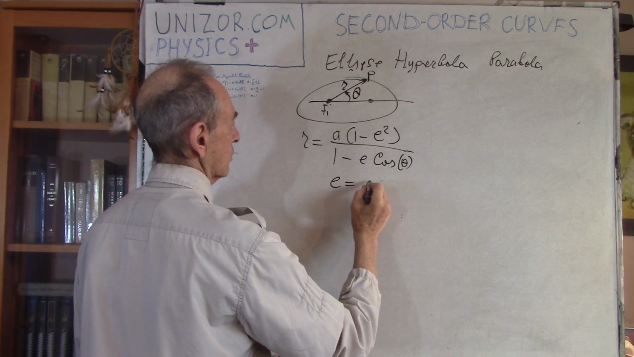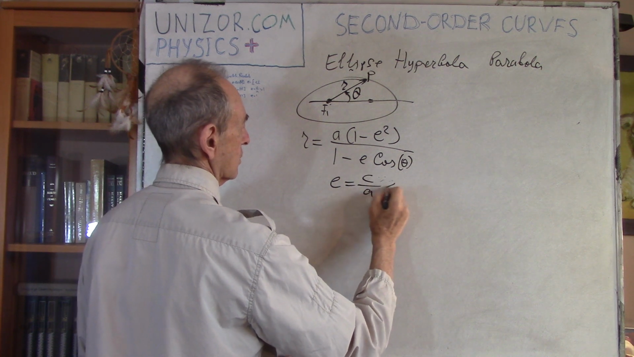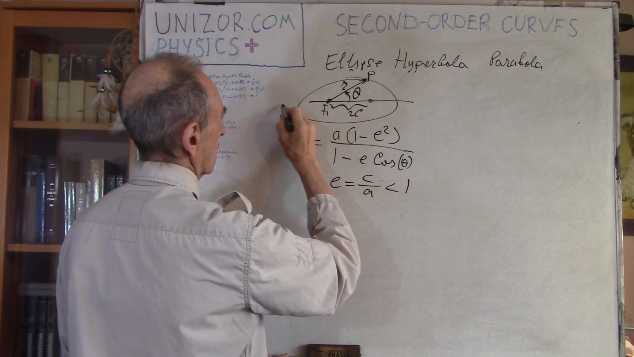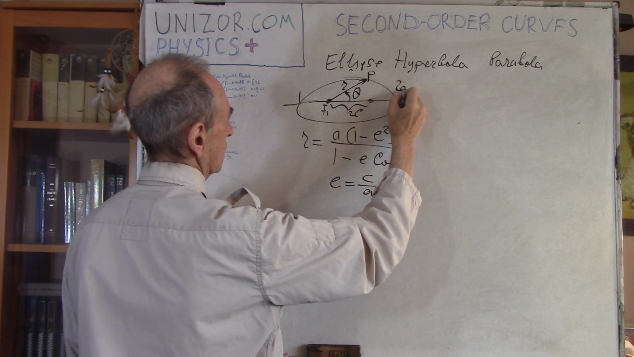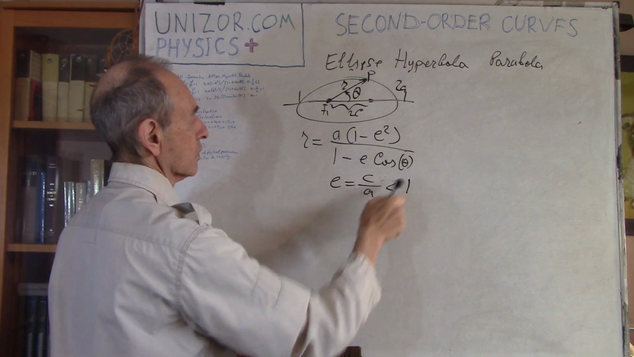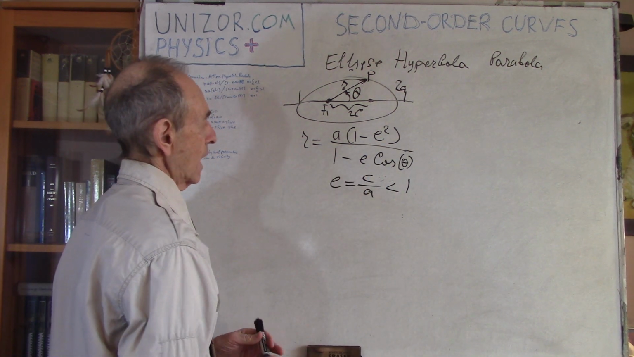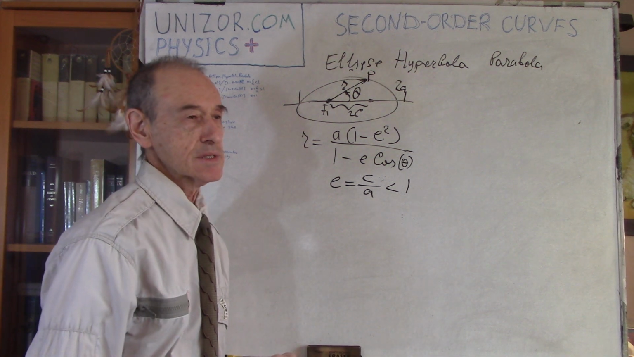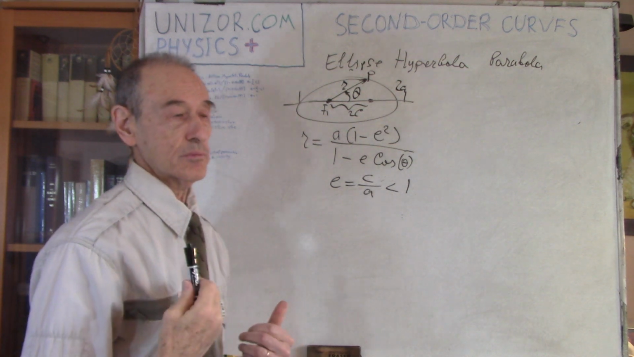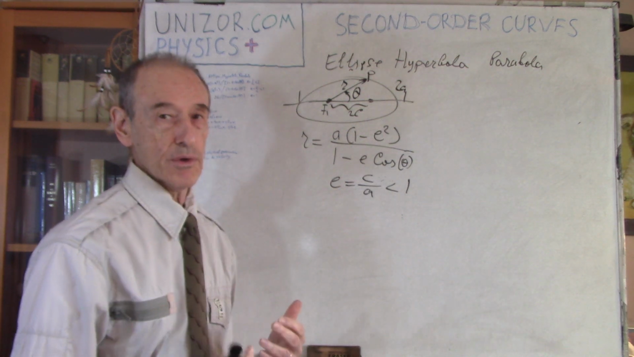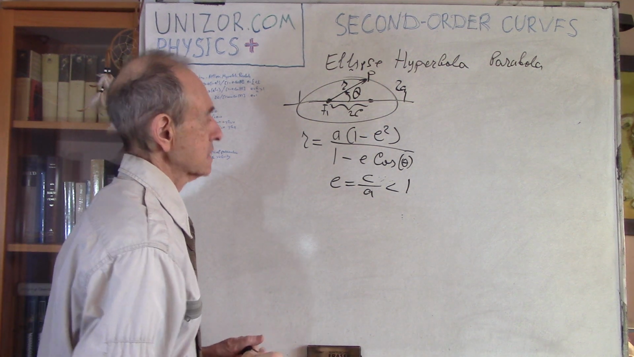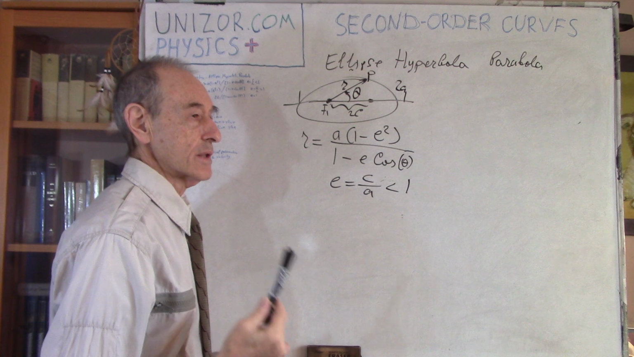And e is equal to c over a, which is less than 1. This is 2c, and this is 2a. Okay, so this is the equation in polar coordinates. Now, why in this case would polar coordinates be, for our purposes, I would say, the preferred way to describe the curve? Well, because it's more natural.